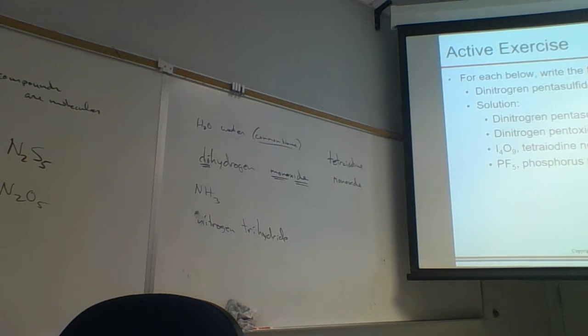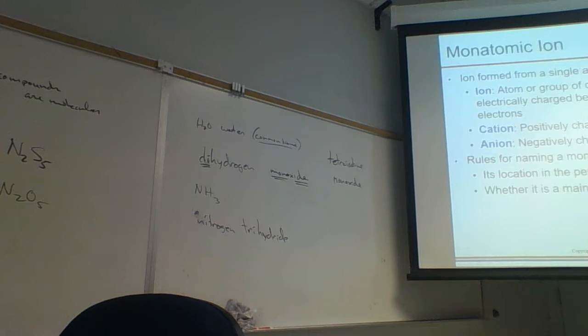So let's check our answers. Dinitrogen pentasulfide is N2S5, N2O5. We get tetraiodine nonoxide, and then we have phosphorus pentafluoride. Note the spelling on fluorine. A lot of people misspell it as flourine, because it's FLU, not FLO, FLU.